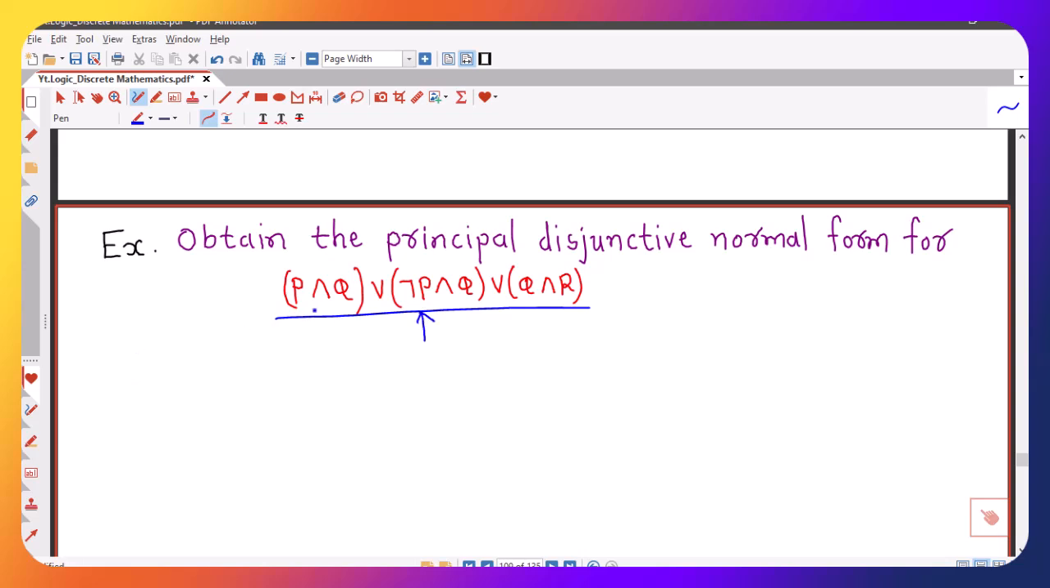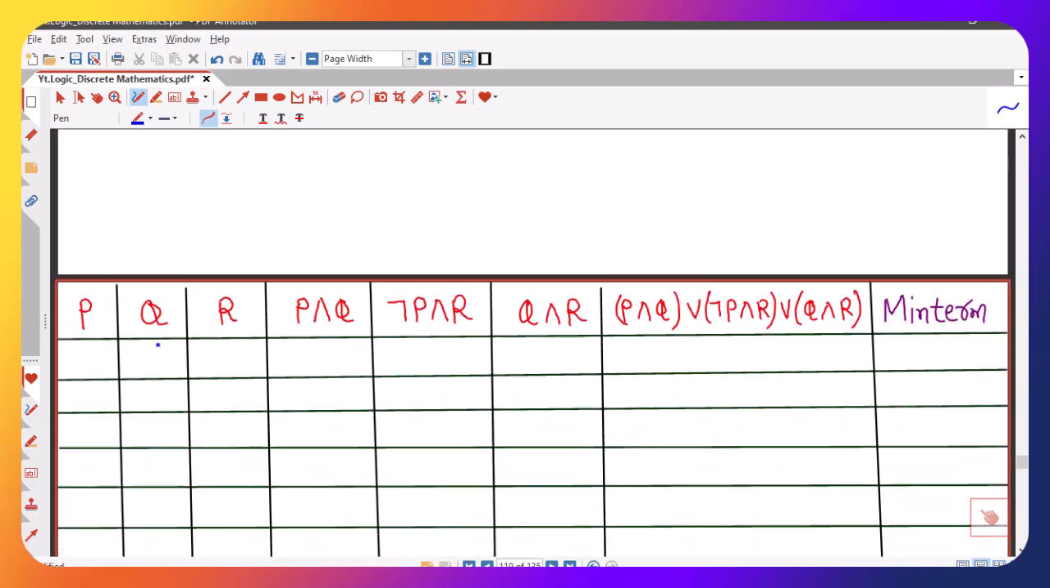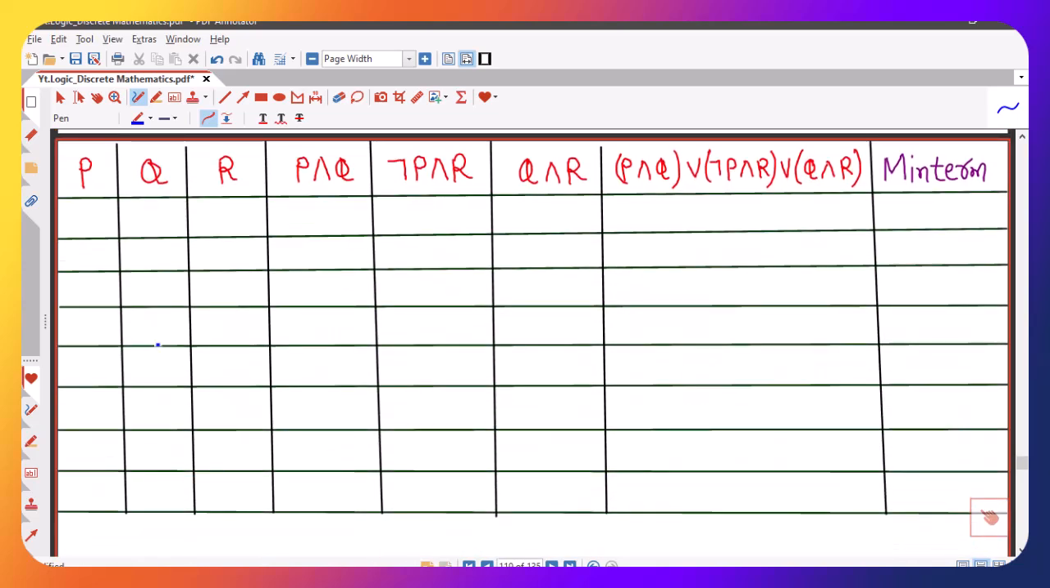Now we have three variables p, q and r, so there will be 3 columns for p, q and r. Then we have to write down the column for negation p, similarly column for p and q, q and r, and negation p and q, and column for the whole formula. So I have prepared that here in the table. I have written all possible columns for the truth table of the given formula.